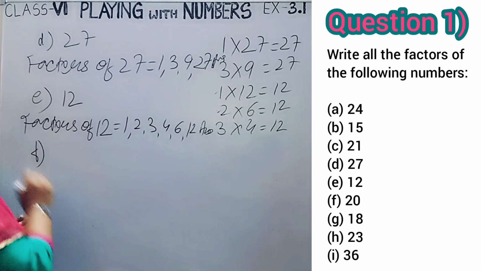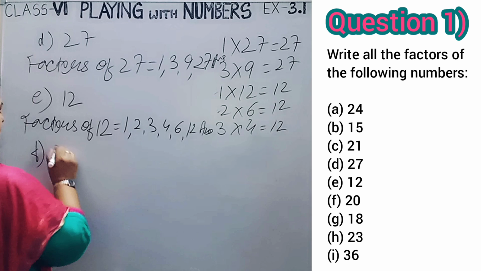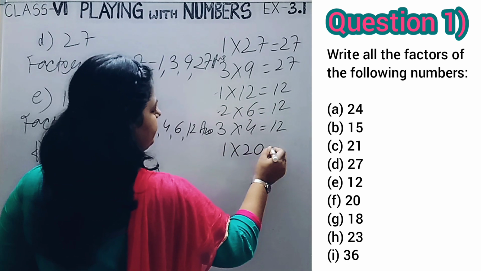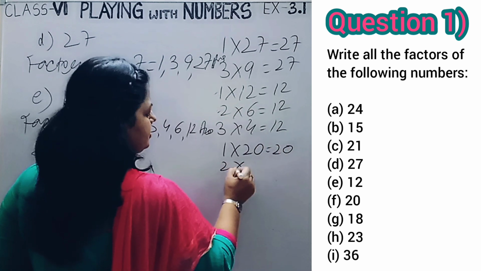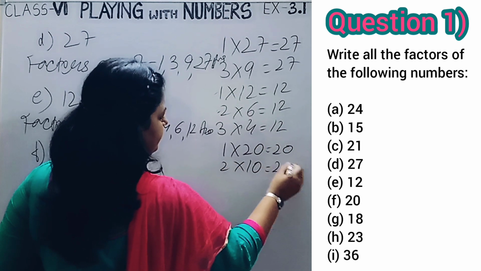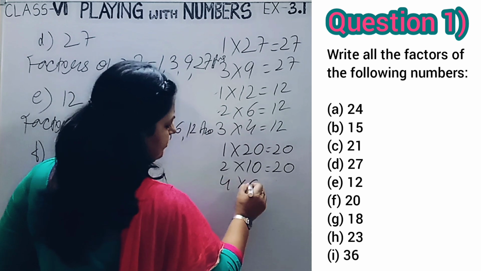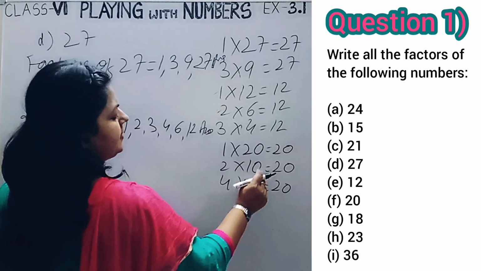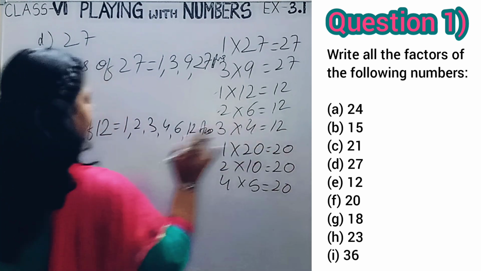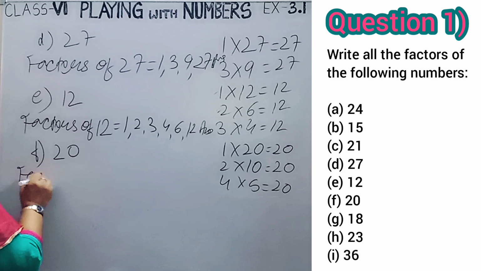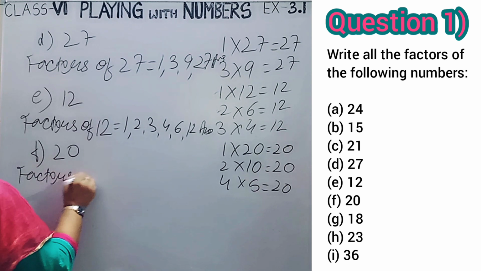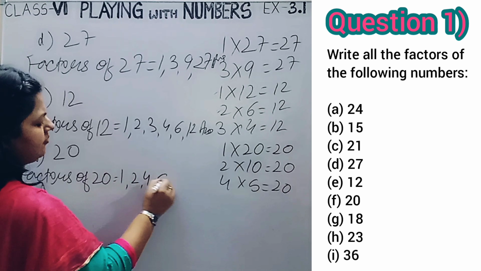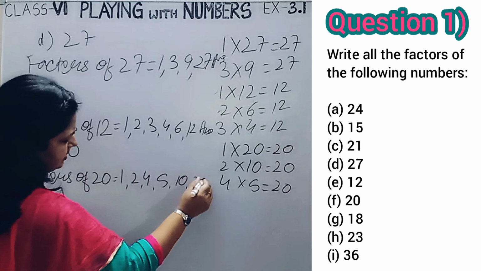F part. F part is 20. So 1 into 20 is 20. 2 tens are 20. 4 fives are 20. So 1, 2, 4, 5, 10, 20 are factors of 20. Factors of 20: 1, 2, 4, 5, 10, 20.